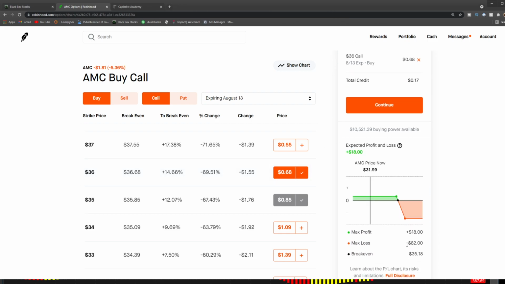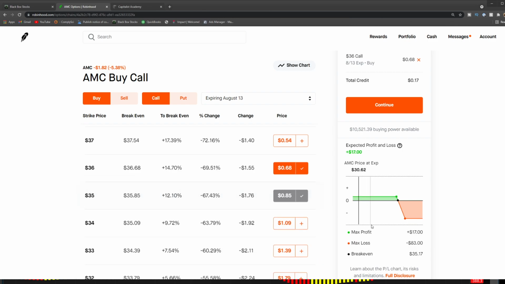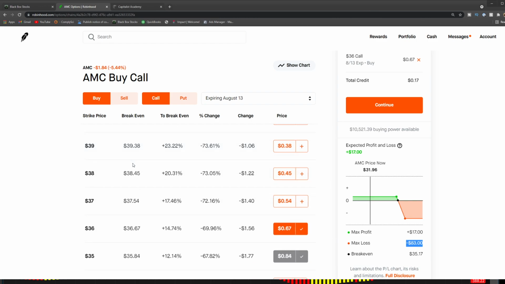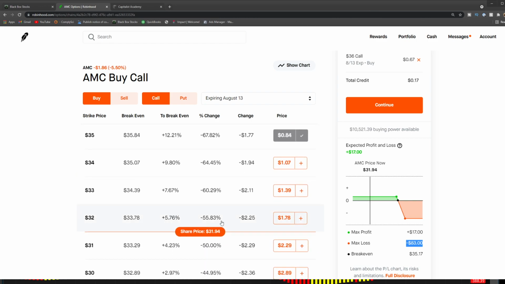It's going to show you as long as AMC closes below $35 by this Friday, you will make $17 for every $83 that you put up. So that's massive. And like I said, you can go further out of the money and make less money but have a higher chance of making money, or you can go right up next to the strike price and make a ton of money but also risk more money.